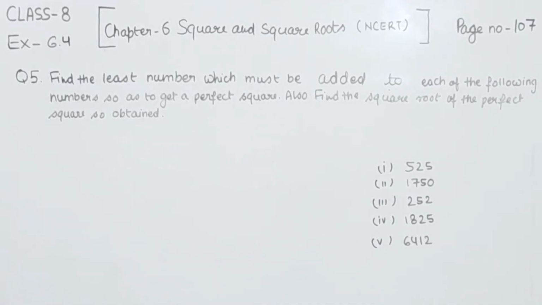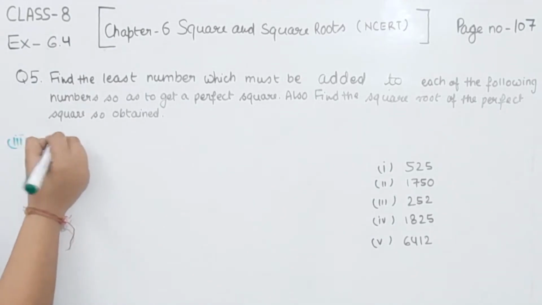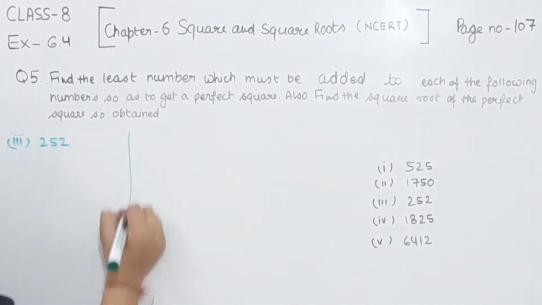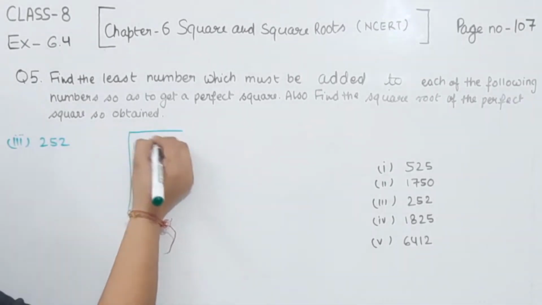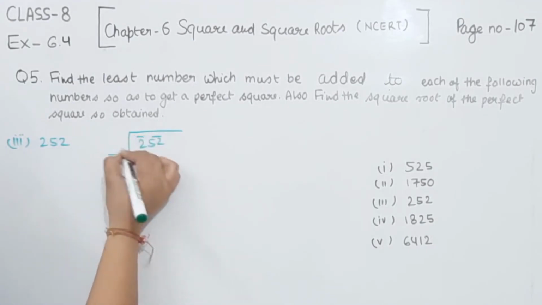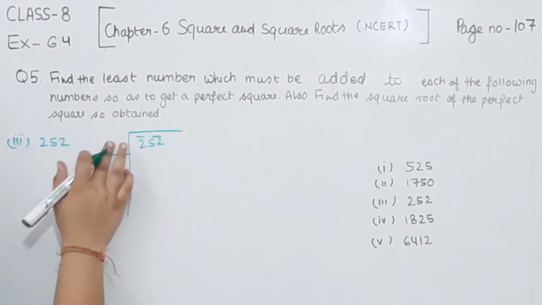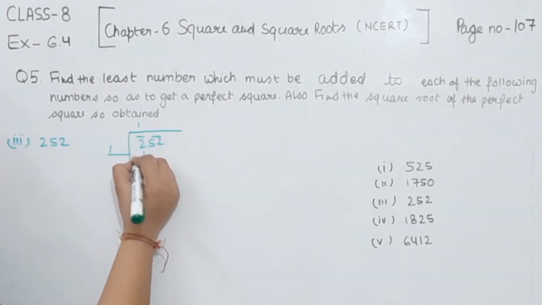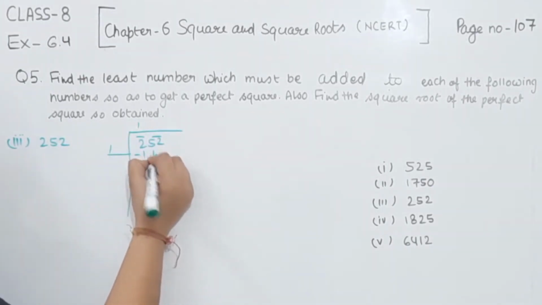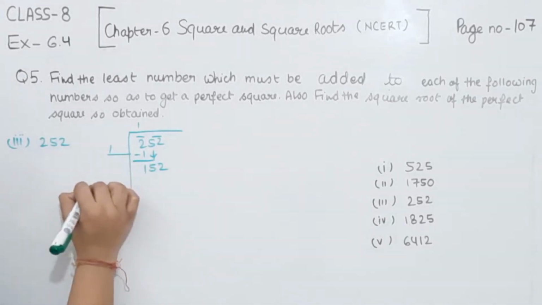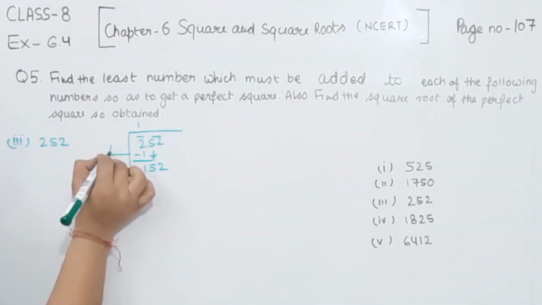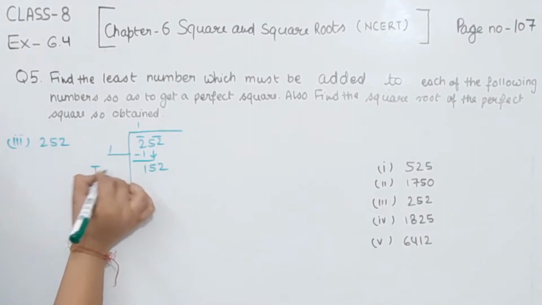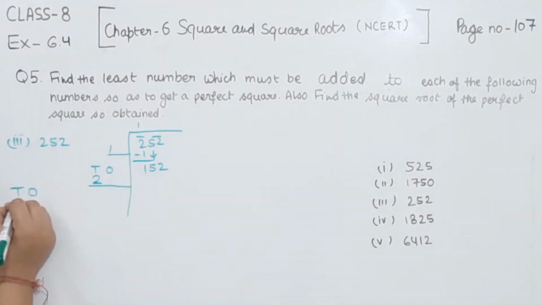Now comes to the part 3. The number we are having is 252. Now we are going to take the number, 2 2s are 4 is greater, so I am going to take 1 1s are 1. Then the remainder we are having 1 and the number we are having downward is 52. Now we are going to double this one. This is the 2 we are having. This is the tens place. We have to find the ones place here.